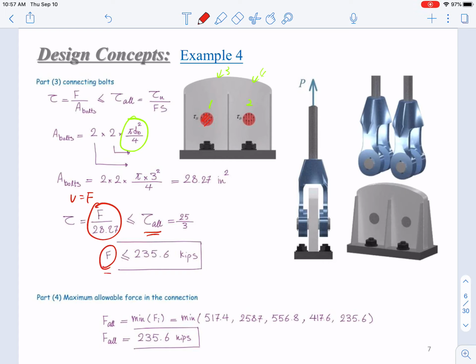This is the F5. We have these 5 calculated F values based on different conditions. Here we just need to determine which one should be used as the maximum allowable force. Obviously the minimum one, the smallest one, should be used to limit the overall load applied to this system. Okay. That is the last one.